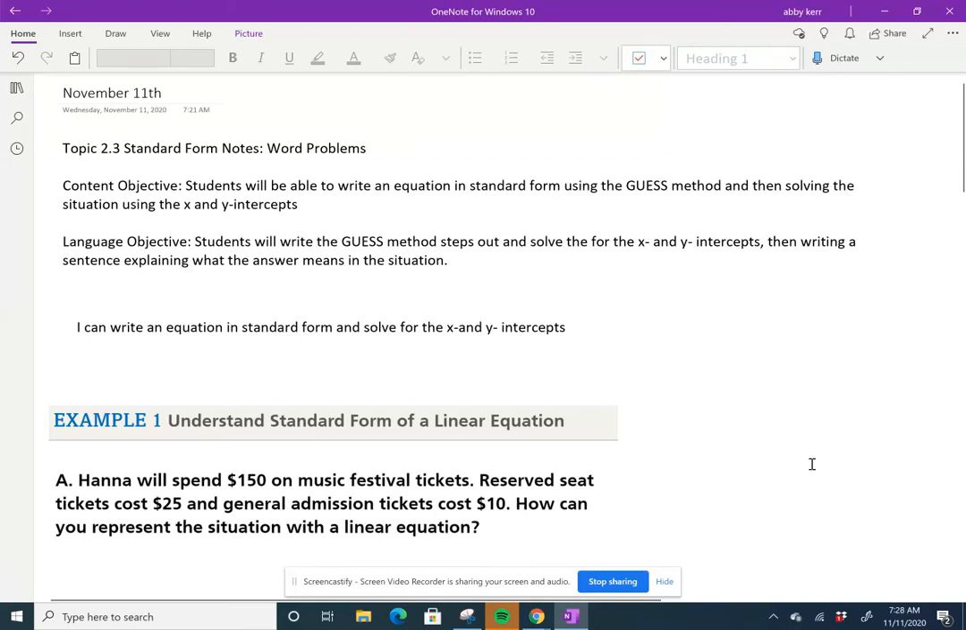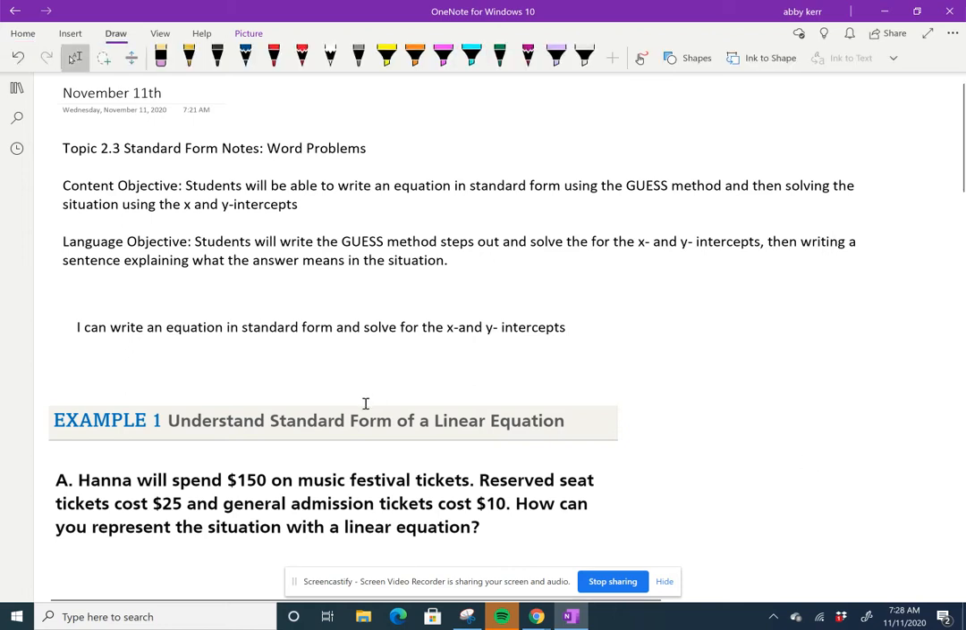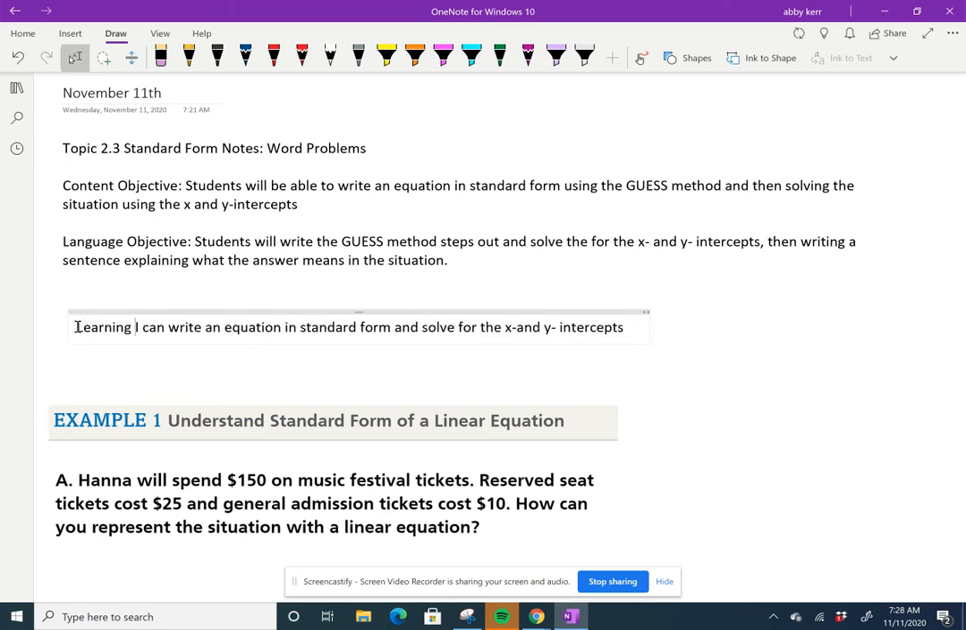In these notes, we're going to go over topic 2.3, standard form, but word problems. So students will be able to write an equation in standard form using the GUESS method and then solve the situation using the x and y intercepts. Students will write the GUESS method steps out and solve for the x and y intercepts, then write a sentence explaining what the answer means in the situation. So the learning target is, I can write an equation in standard form and solve for the x and y intercepts.